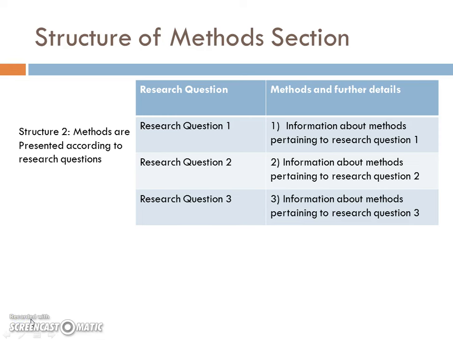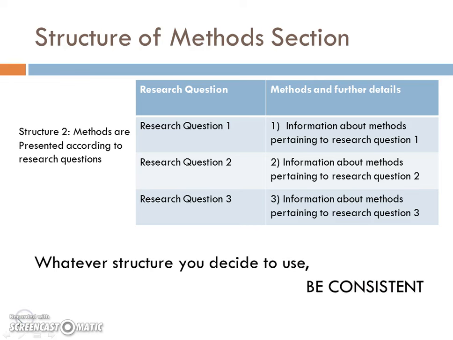This is followed by the second research question. And again, you can provide information about the methods relating to the second research question, such as where did the data come from, why did you select the methods, etc. You can choose whichever structure you'd like for your methods section, but it's important to be consistent. Once you choose a structure, stick with it. Don't change between the two structures.